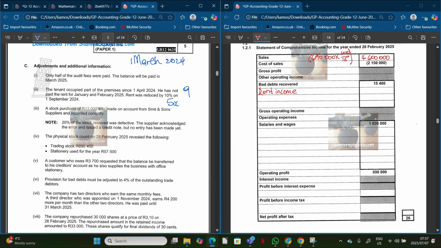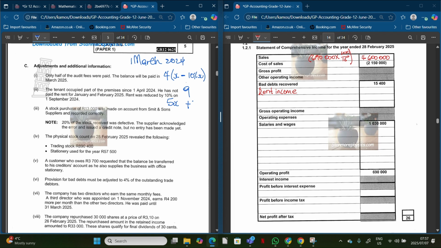X is just the amount of rent in that specific month. Then we're going to say September, October, November, December, which is 4x. But now be careful of the next one. It's reduced by 10%. So we're going to have it being 4 times that x minus the 10% of x, because we are reducing it by 10% of that month's rent.